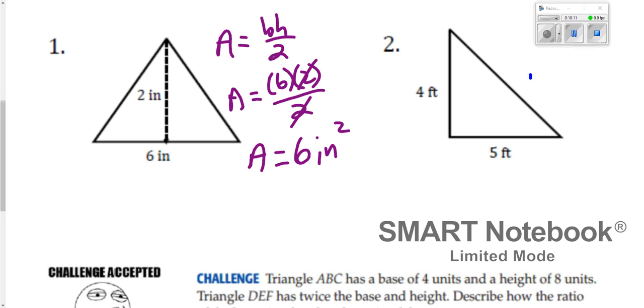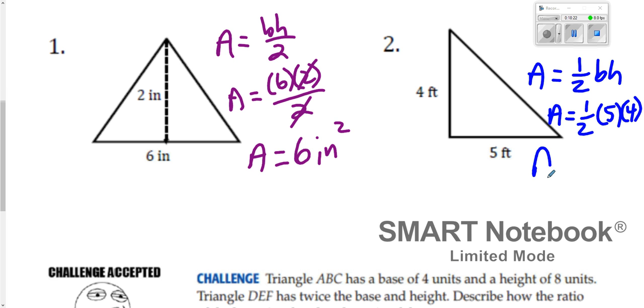For the second triangle, I'll use the other formula, 1/2 base times height. So area equals 1/2 times 5 times 4. I could do this all right on my calculator in one shot. Or again, well, I can cross cancel. I can just 5 times 4 is 20, and then half of that is 10. There's different ways I can do it. But it comes out to 10 feet squared.